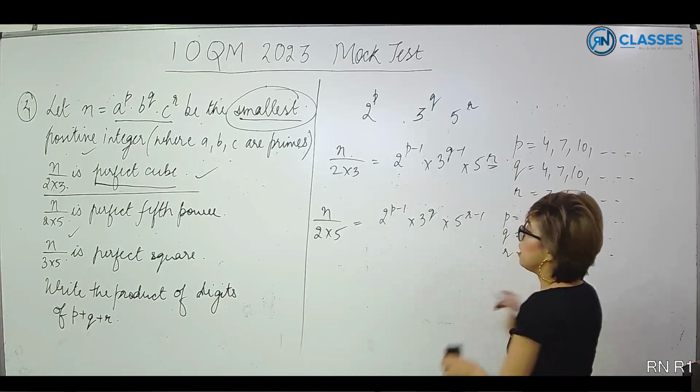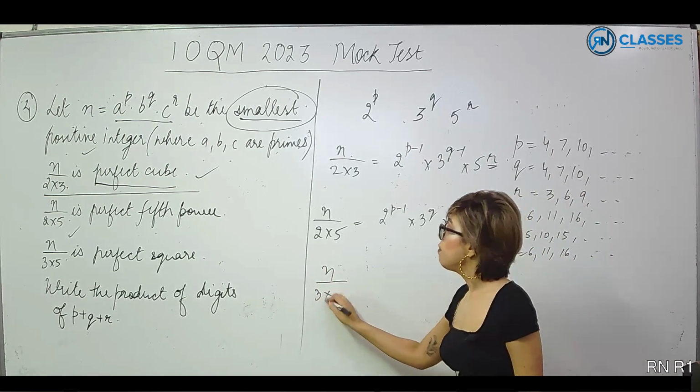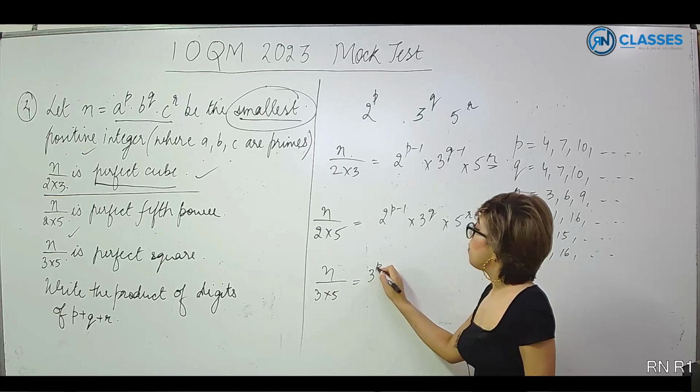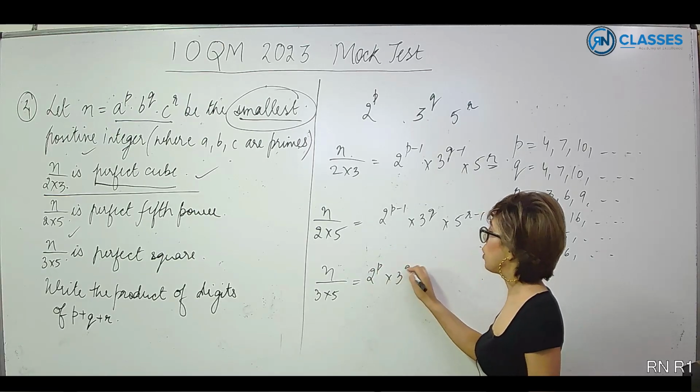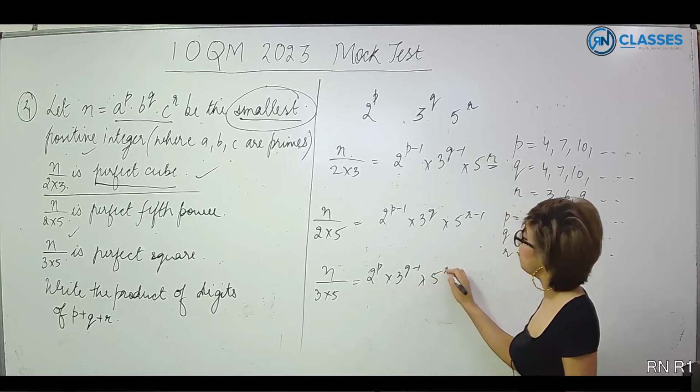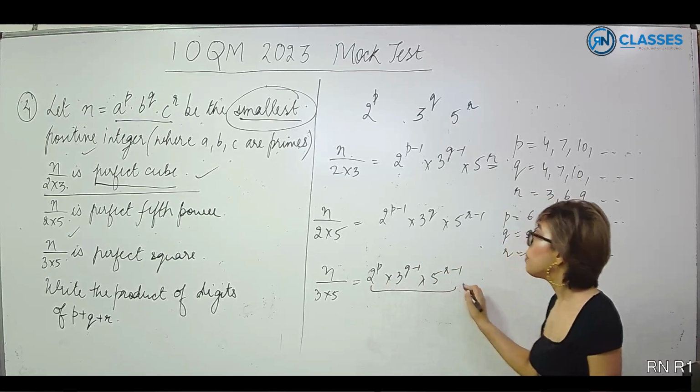Right? Similarly, you will write for n by 3 into 5 and you will say 3 raised to power... you should write 2, 1. So 2 raised to power p into 3 raised to power q minus 1 into 5 raised to power r minus 1. Now this has to be a perfect square.